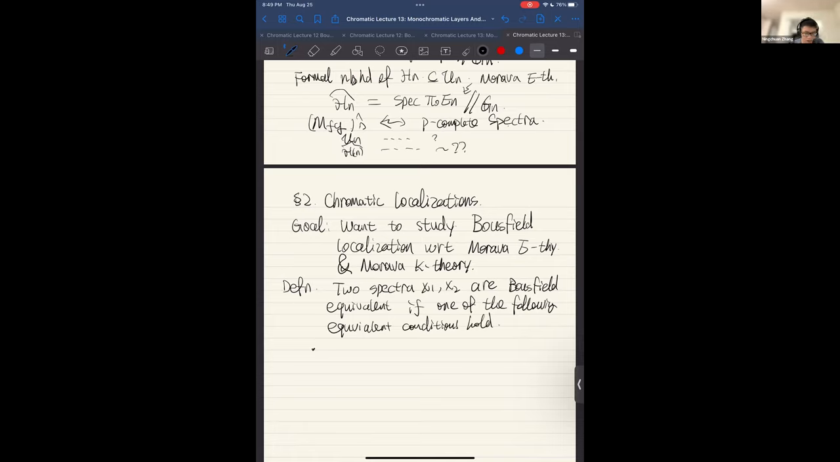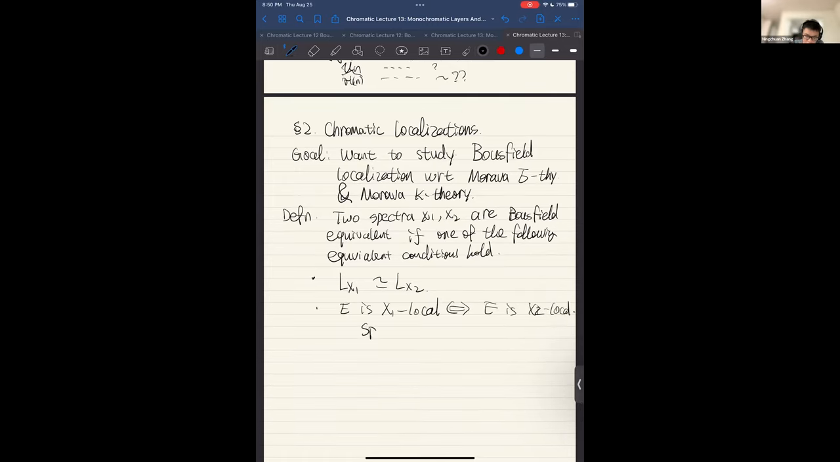First, the two localization functors are equivalent. I guess that's intuitive to call it Bousfield equivalent. Second, a spectrum E is X1 local if and only if E is X2 local. By this, we are saying the two full subcategories are the same, I want to say, but I don't know if that's too strong. And thirdly, E is X1 acyclic if and only if E is X2 acyclic.